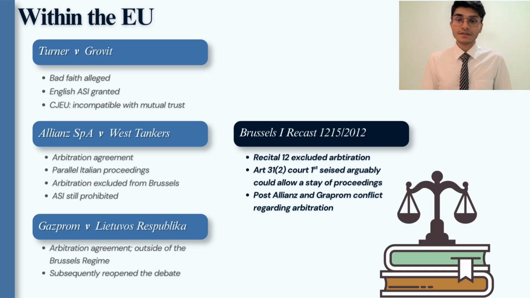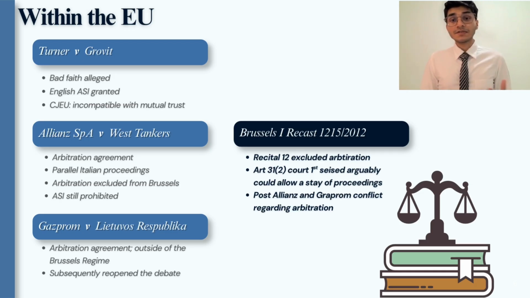In Allianz v West Tankers, which concerned a London arbitration with a parallel proceeding brought in Italian courts, the English courts had yet again granted an injunction, where on appeal the House of Lords referred the matter to the Court of Justice of the European Union on the basis that arbitration was excluded from the Brussels regulation. The Court of Justice held that an injunction aimed at restraining a party from commencing a proceeding in another member state was incompatible with the Brussels regulation, even when contrary to and in breach of an arbitration agreement.